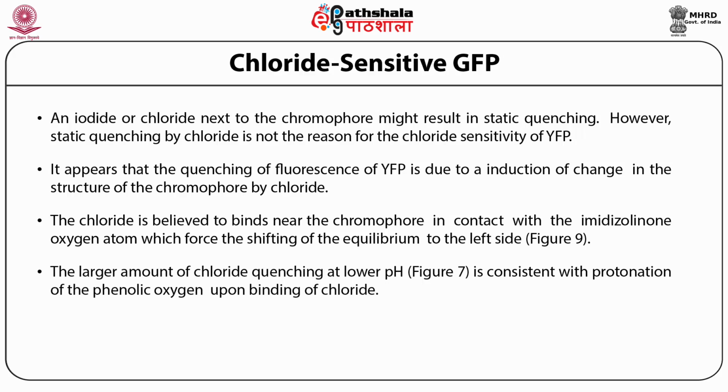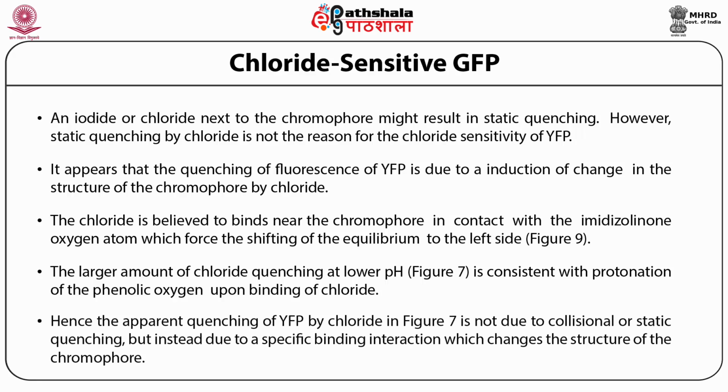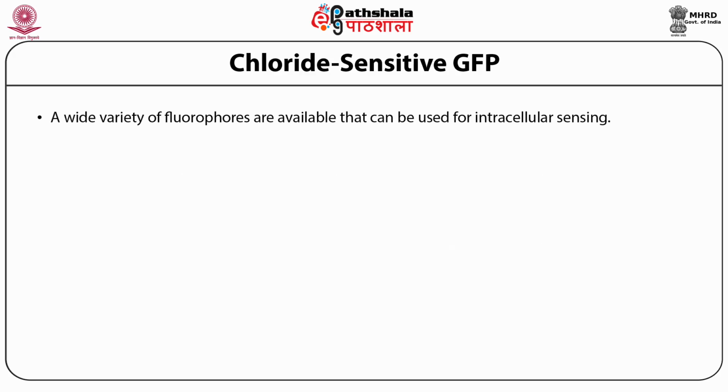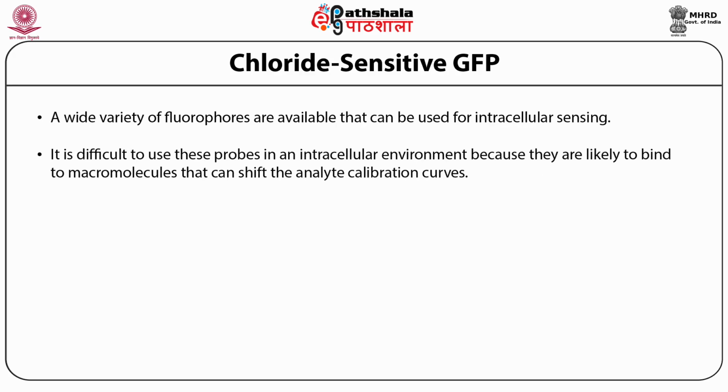The large amount of chloride quenching at lower pH is consistent with protonation of the phenolic oxygen upon binding of chloride. Hence, the apparent quenching of YFP by chloride is not due to collisional or static quenching, but instead due to a specific binding interaction which changes the structure of the chromophore, therefore rendering it non-fluorescent. A wide variety of fluorophores are available that can be used for intracellular sensing. It is difficult to use these probes in an intracellular environment because they are likely to bind macromolecules that can shift the analyte calibration curve.